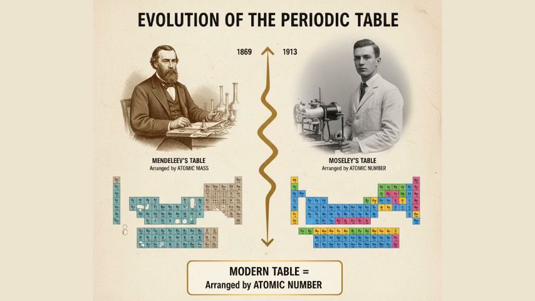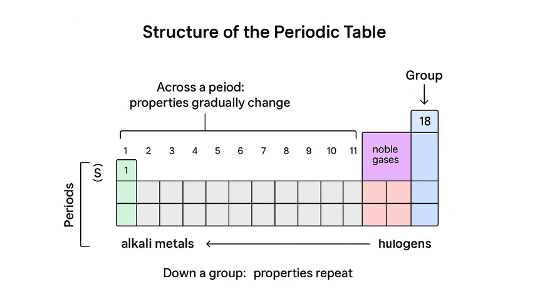And the way this thing is laid out, it's brilliant. The horizontal rows are called periods. As you go down from one period to the next, you are literally adding a new shell for the electrons. Now, the vertical columns, those are the groups. And here is the magic trick. Everything in the same group has the same number of valence electrons. Those are the outer electrons that do all the work in chemical reactions. And that's why they all behave in such similar ways.